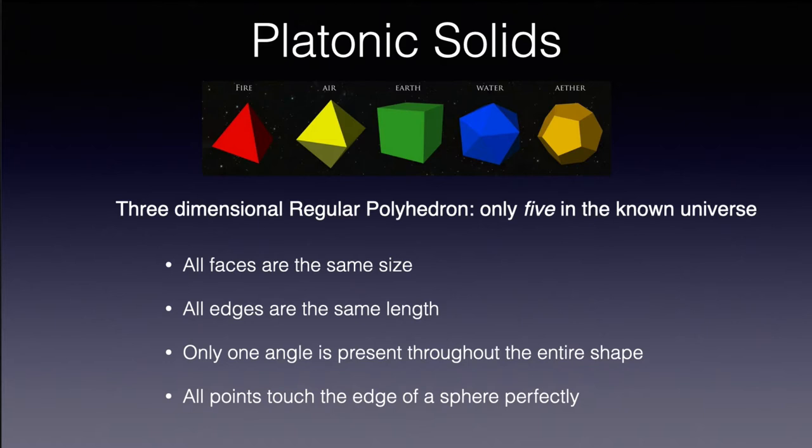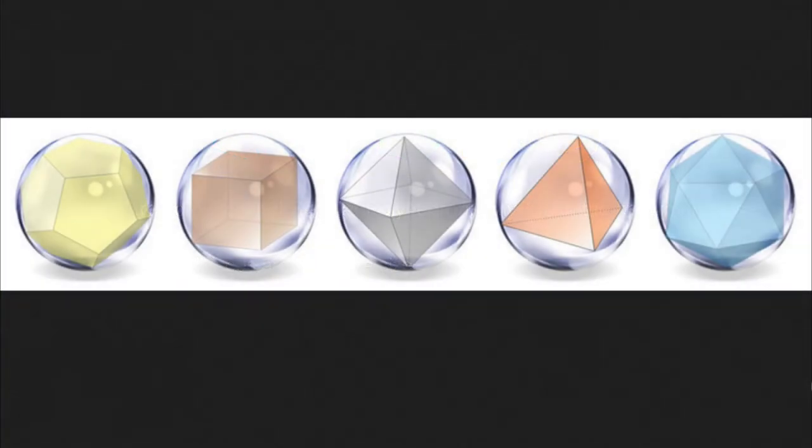Like on that fire element on the far left, that angle is 60 degrees. On the earth element, that angle is 90 degrees. And on the ether element, that angle would be 108. And one other very interesting thing is that if you placed any one of those Platonic solids inside of a sphere, like if you had a crystal ball, each one of the points or vertices would touch perfectly the inside of that crystal ball. So there's an implication of the circle or the sphere as well.